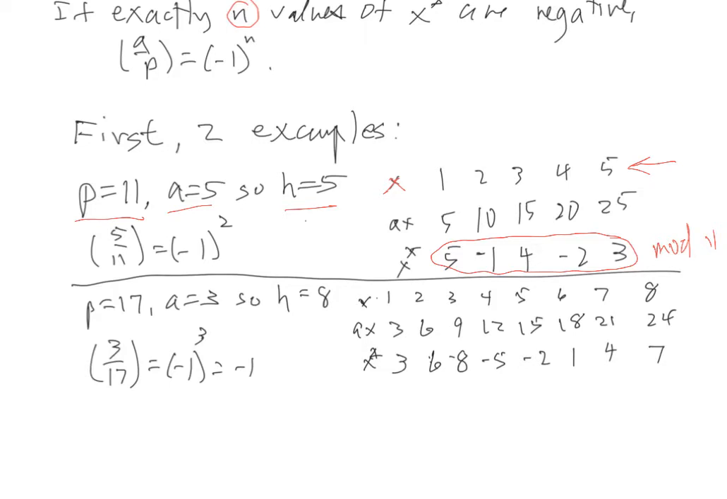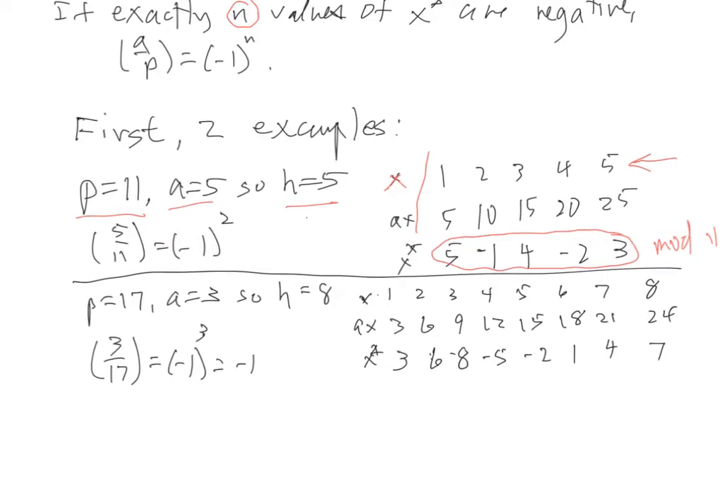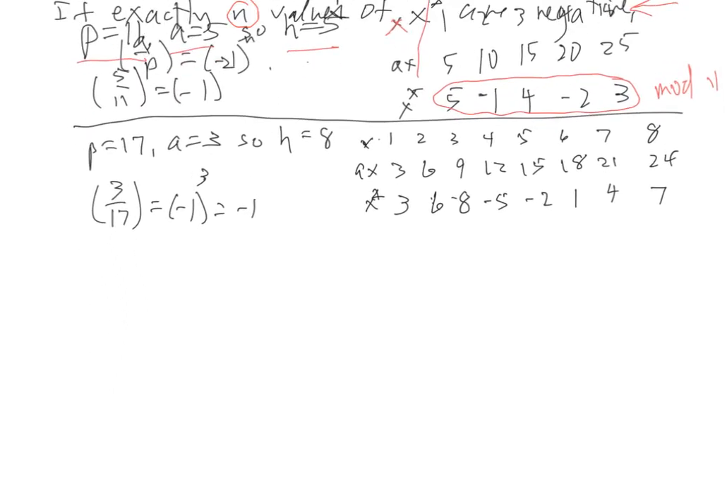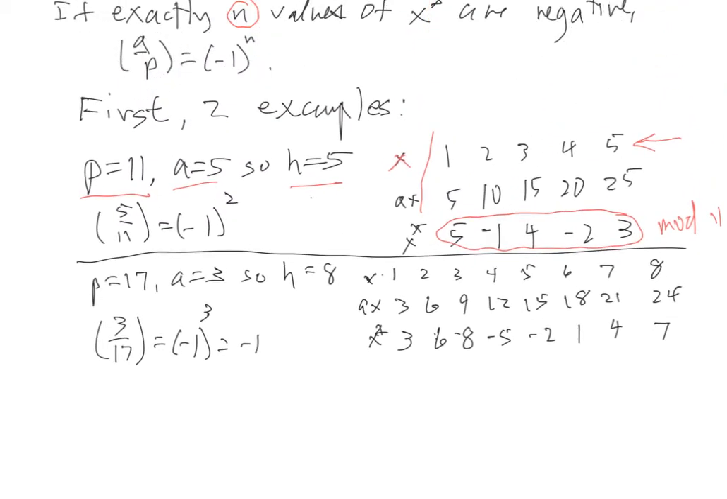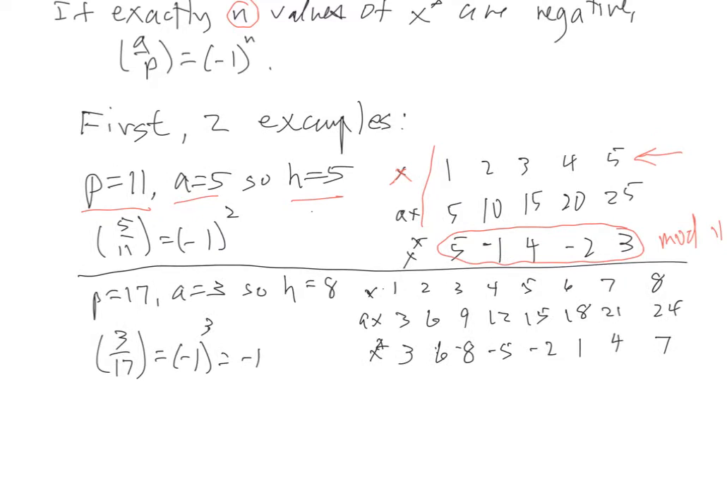Not coincidentally. So one more example. Oh, I forgot the punchline up here. So Gauss's lemma says 5 over 11 is -1 to the number of these that were negative. Well, we got exactly 2. So -1 squared, and of course that's equal to 1. So 5 is a quadratic residue mod 11.